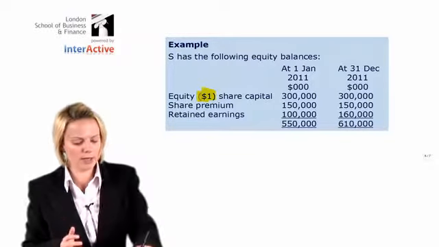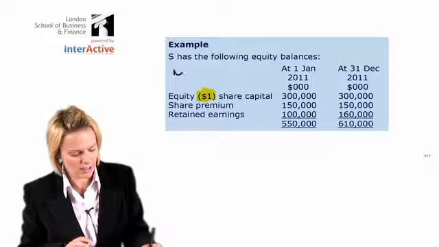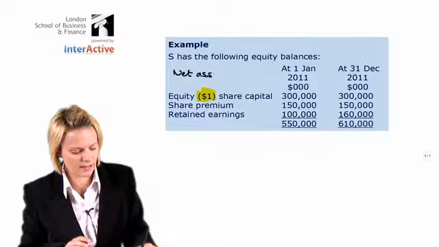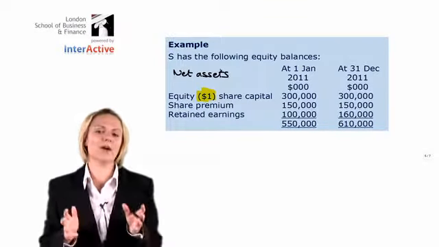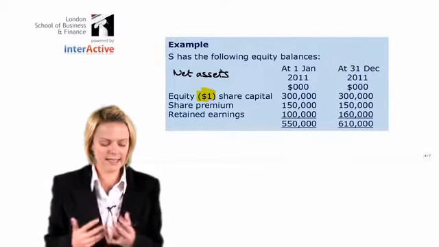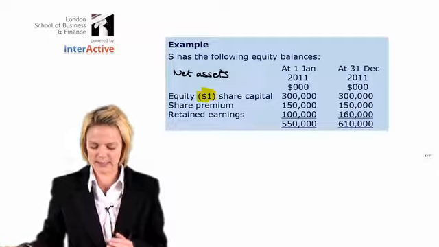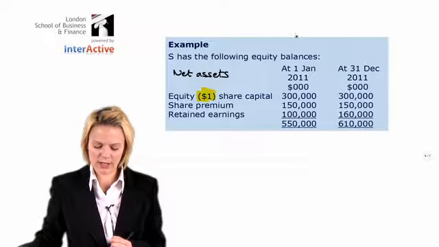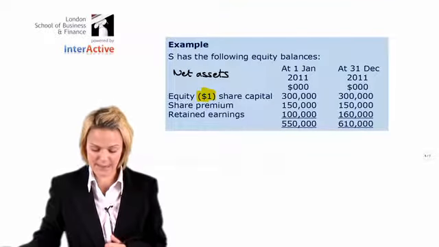Now remember, we call equity net assets. Remember, net assets, assets minus liabilities always equals equity capital. So these are the net assets at 2 dates. Let's have a look at the information underneath this then.